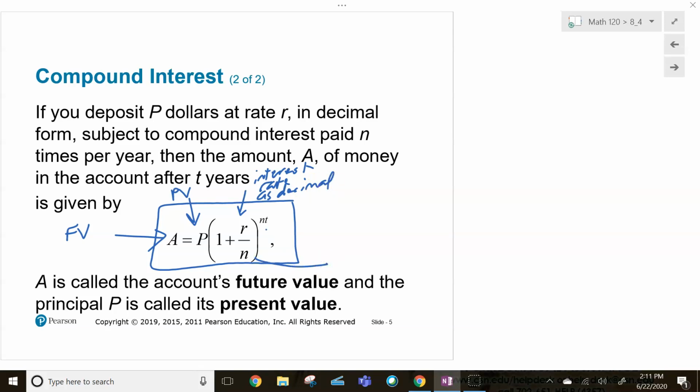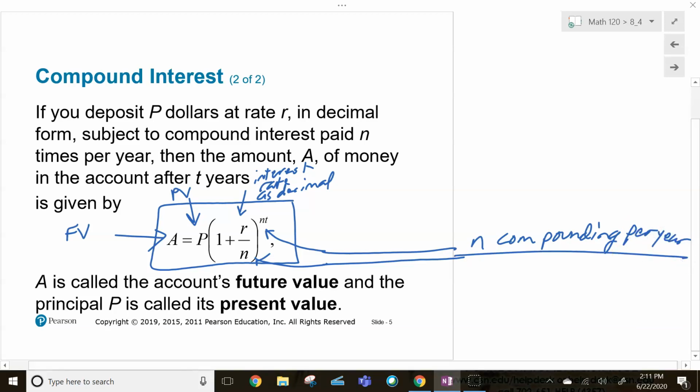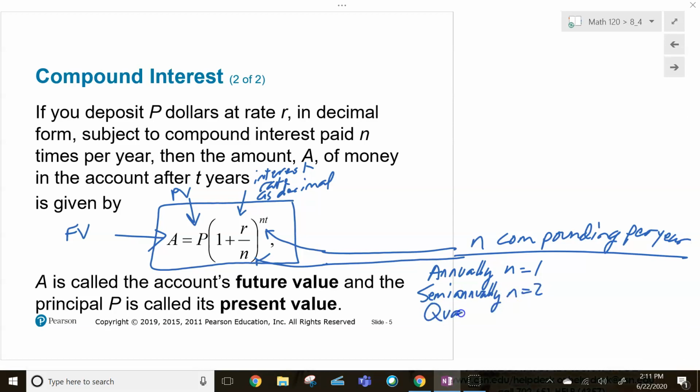Now you see this N, right? These two N's. The N's, that's how many compoundings per year. So for example, if you put your money into an investment and they say that we'll pay you interest once a year on it, that's annually, then your N would be 1. If they say we're going to pay you interest semi-annually, then your N would be 2. If they say we're going to give you quarterly payments, that'd be 4 times a year.